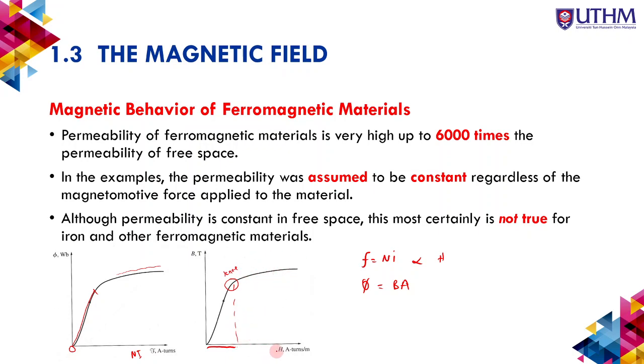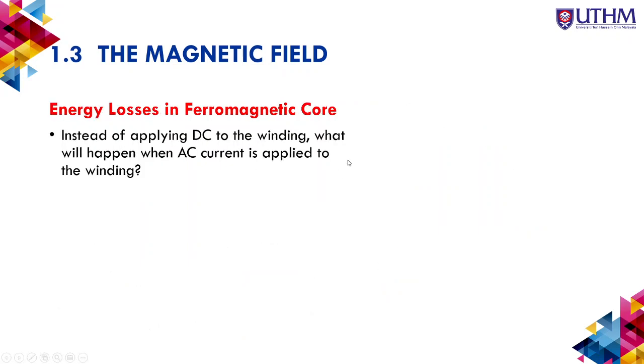Because if you inject more current, they will have a temperature issue. So this is a comparison between steel Y and steel X. Of course, every steel or material will have a different characteristic. So this is energy losses in the ferromagnetic core.